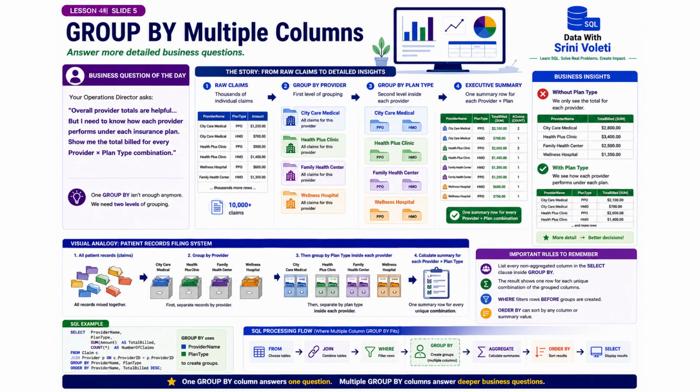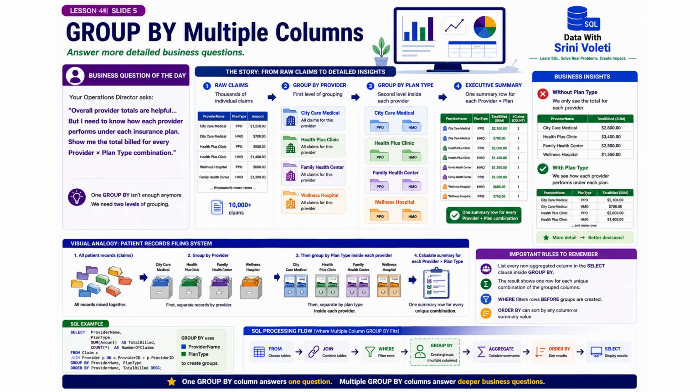Look at the business insights panel on the right. Without grouping by plan type, we only see the total for each provider. That tells part of the story, but once we include plan type, we gain much richer information. Now we can identify which insurance plans generate the most revenue for each provider. This is exactly the kind of detail that helps businesses negotiate contracts, allocate resources, and improve financial performance. More detail leads to better decisions.